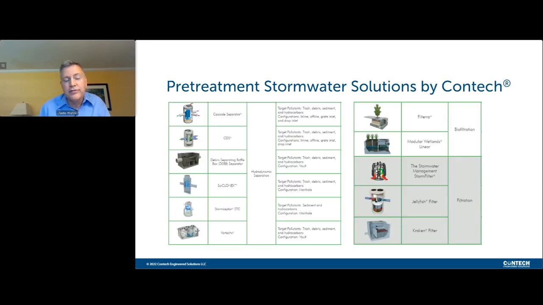The Vortex unit is just one of many HDS and other pretreatment stormwater solutions that Contech manufactures. We have a full portfolio of stormwater treatment BMPs, including HDS for targeting trash, floatables, debris, hydrocarbons, sediment, as well as the top of the pyramid, which would be filtration and biofiltration for targeting metal pollutants and nutrients. And we can even remove phosphorus and some nitrogen.